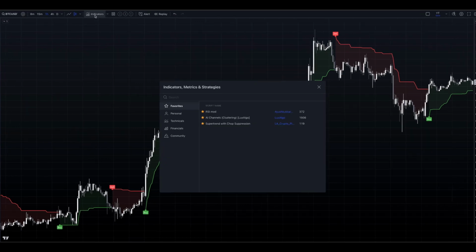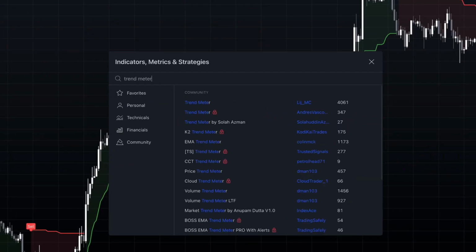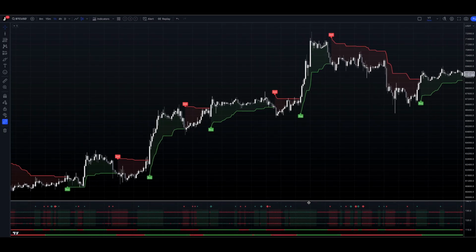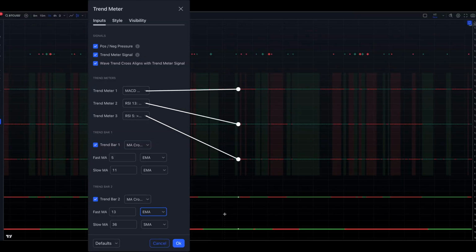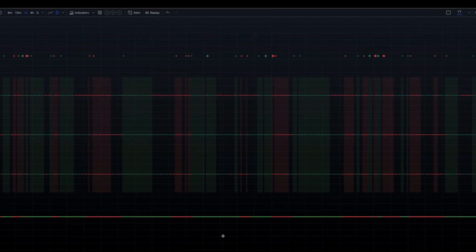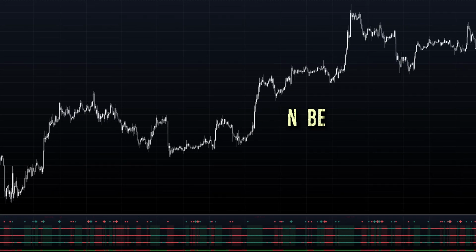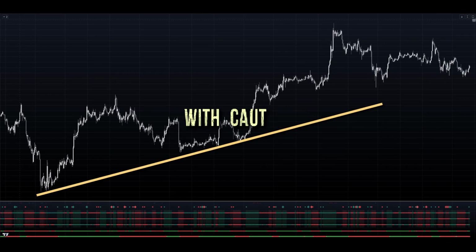Next, we'll add the trend meter that can be used effectively as a trend filter to confirm your entries. When you first apply the indicator to your chart, make sure to shrink it down for a clearer view. The indicator consists of 3 different trend meters and a trend bar, which are used to confirm the trend. It also marks possible momentum setup entries based on stochastics. These setups can be very powerful, but should be used with caution.